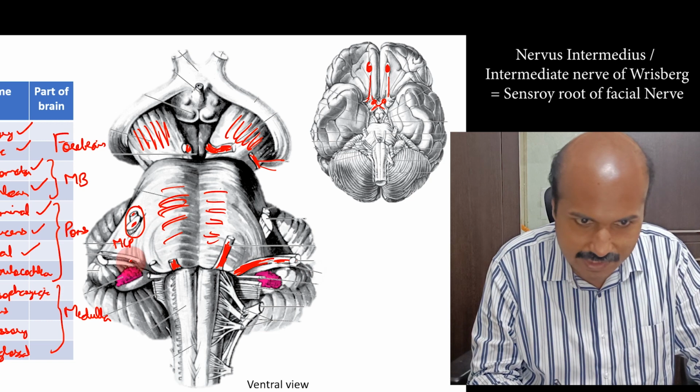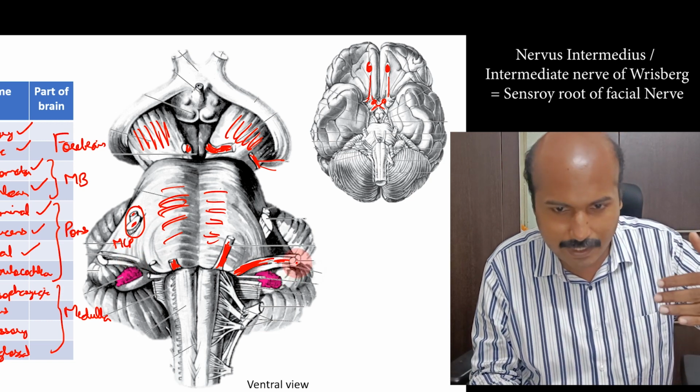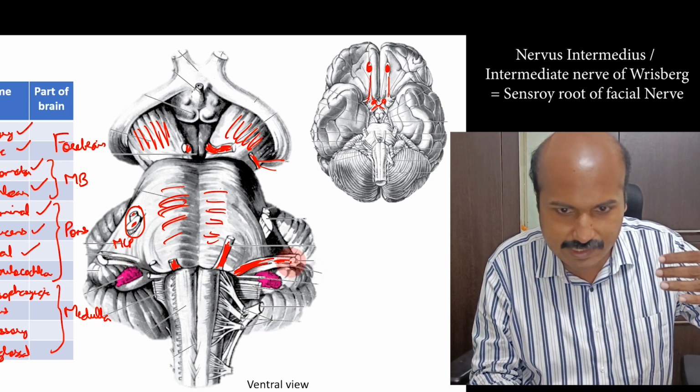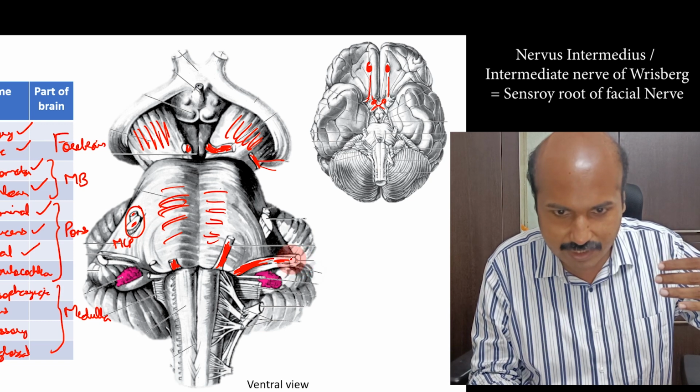That is called the nervus intermedius. The nervus intermedius is classically sandwiched between the 7th nerve and the 8th nerve. This is the 7th nerve.